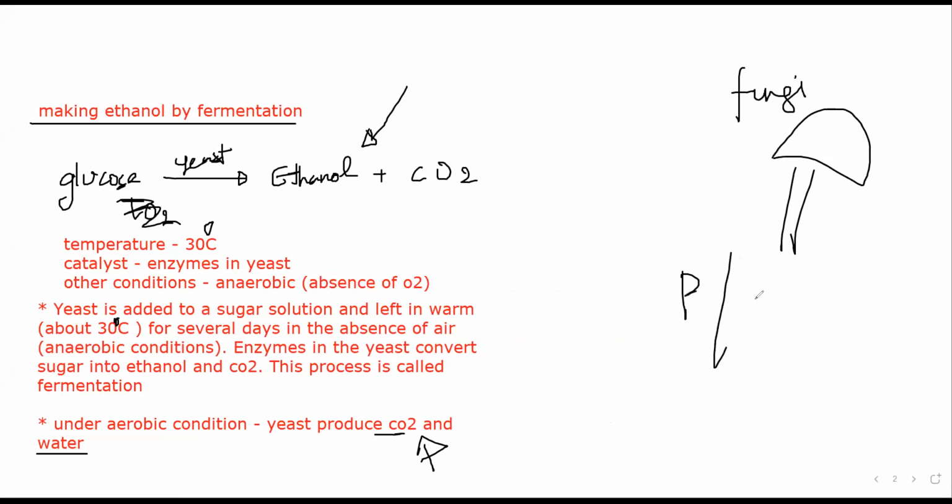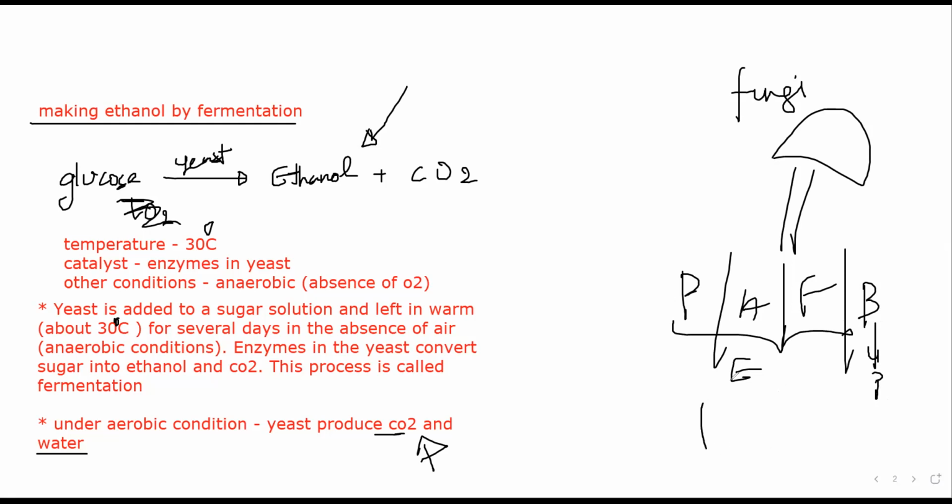Kingdom plants, animals, fungi, and we have bacteria. Are all these eukaryotic or prokaryotic organisms? Plants, animals, and fungi are eukaryotic. Bacteria is a prokaryotic organism. That means they do not have an organized nucleus. All these other organisms have an organized nucleus. Their genetic material is enclosed inside a nucleus. That is the difference between eukaryotic and prokaryotic.